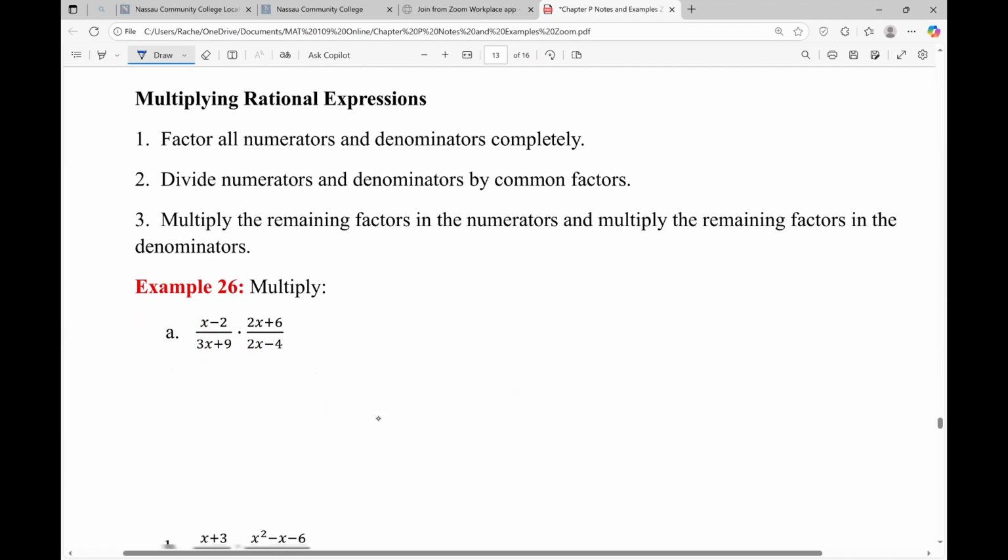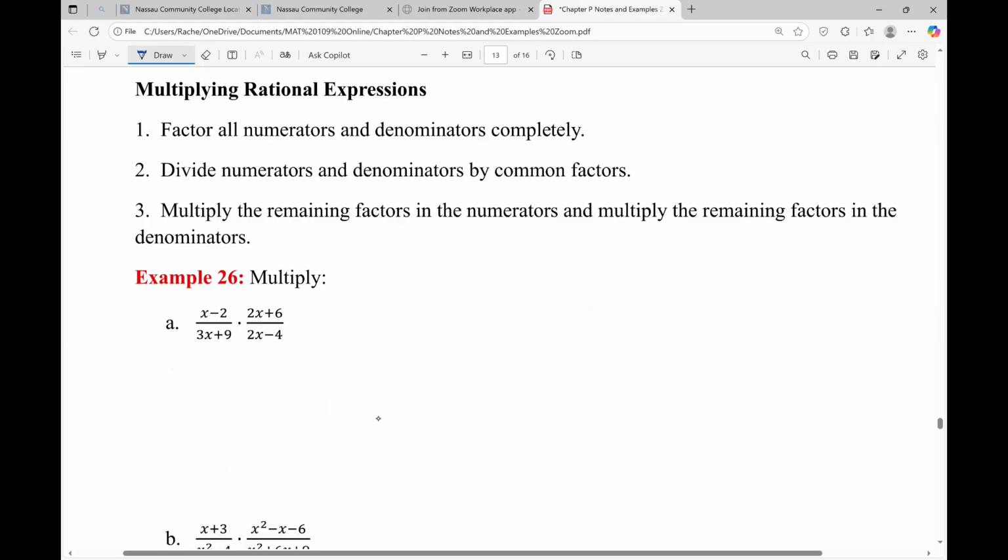So when multiplying rational expressions, again, it makes it easier to factor first, because once we factor the numerators and denominators completely, then we can divide out by common factors. And whatever's left, we can take the product. So we're going to follow those 3 steps. Let's look at example 26. I want to multiply x minus 2 over 3x plus 9 by 2x plus 6 over 2x minus 4.